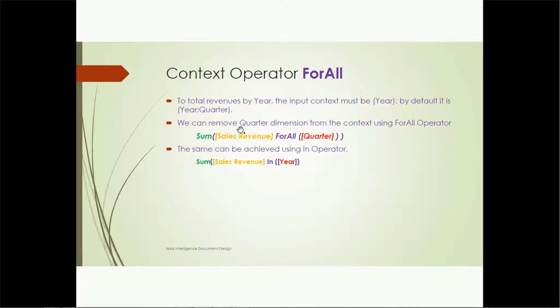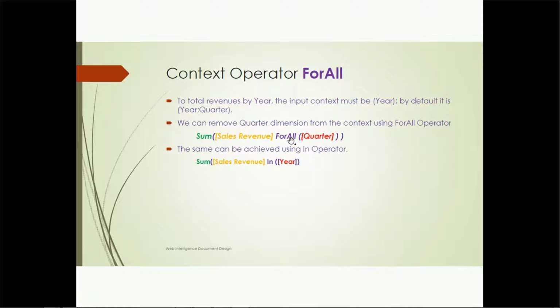Then we can remove the quarter dimension from the context using the for all operator, just to calculate revenue on year. So sum of sales revenue for all quarter. The same can be achieved using the in operator as well, but if I just wanted the context with the year only, then I will say in year. And if I wanted to remove quarter from the context, I just say for all, because sometimes it is easy to remove one of the objects if there are more objects.